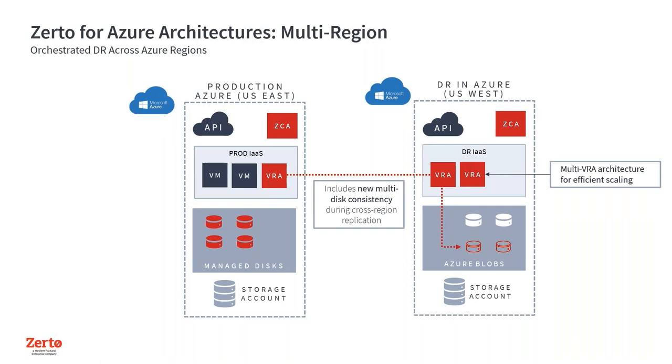And we've recently come out with a new multi-disk consistency feature that ensures that no matter how many disks are attached to the instances you are protecting, you're able to replicate seamlessly between many different Azure regions. We've also segmented out the VRA itself, which means we're able to scale the replication portion of the Zerto solution for Azure in a much more efficient manner. Again, allowing for a lot faster RPOs and RTOs while leveraging native Azure tools.